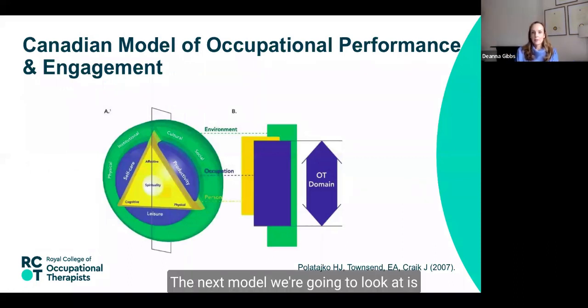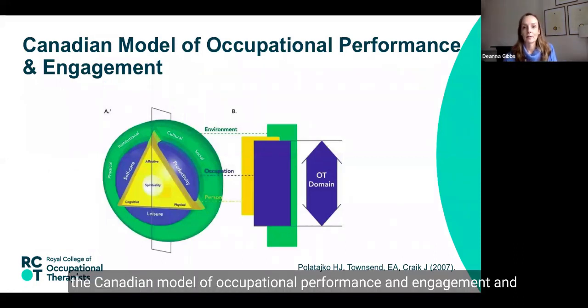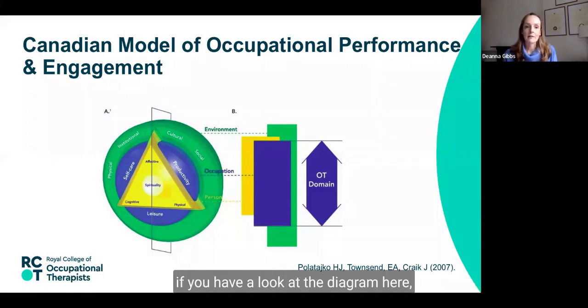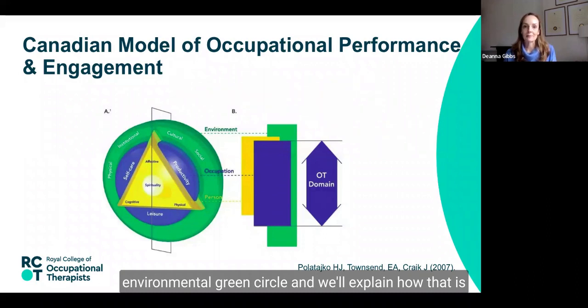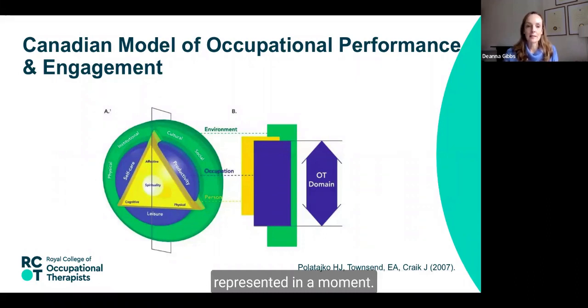The next model we're going to look at is the Canadian Model of Occupational Performance and Engagement. If you have a look at the diagram here, particularly that on the left with the yellow triangle in the middle, the productivity blue circle and the environmental green circle, we'll explain how that is represented in a moment.